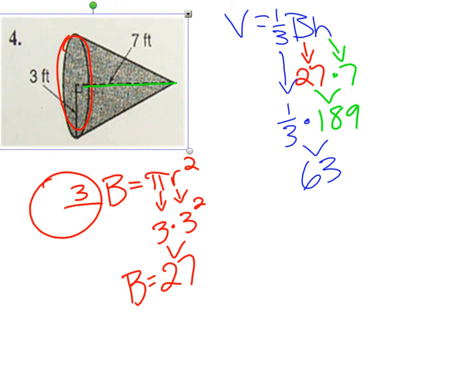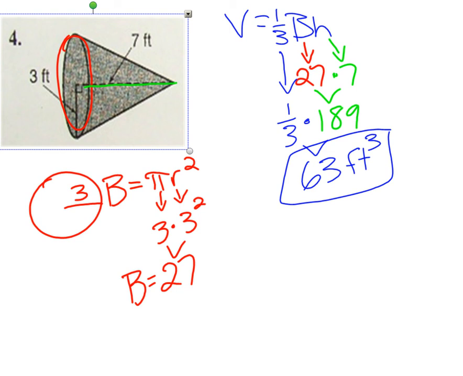It's 63. So if one of your two numbers, the area of the base or the height, is a number that's divisible by 3, it might be easier for you to divide first and then multiply. That's the same idea. So that's 63 cubic feet. That's the answer.